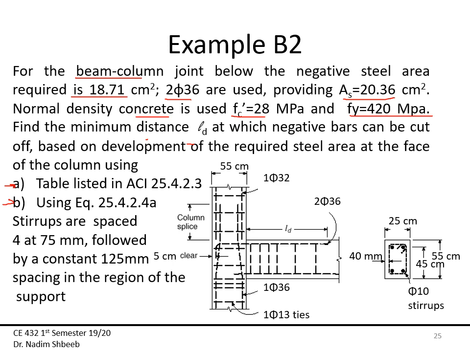So again, the distance that I'm talking about is this distance. How long can I maintain the 2 #36? And I'm talking about the top one. I'm saying that stirrups are spaced 4 at 75, followed by constant 125 spacing in the region of the support. So meaning that this is my 125 over here. The drawing doesn't show it as such, but in the region of the support, I'm using 125 millimeters.